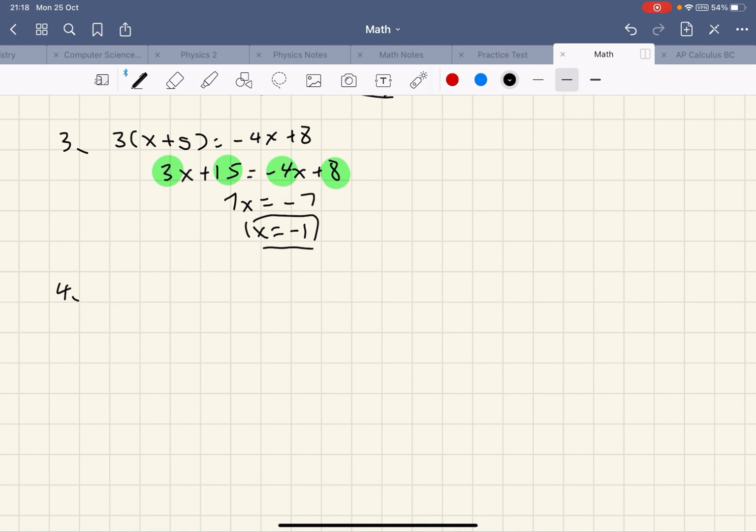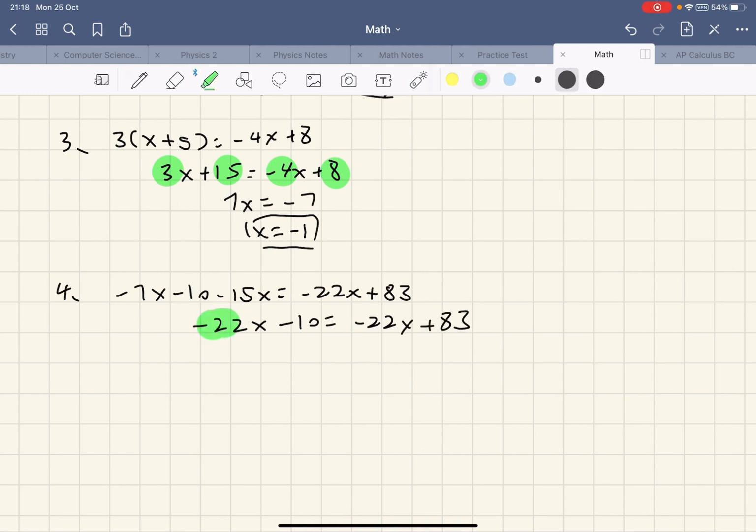And let's try another problem. How many solutions does the following equation have? Negative 7x minus 10 minus 15x equals negative 22x plus 83. Now let's rearrange this to the form of ax plus b equals cx plus d. So negative 22x minus 10 equals negative 22x plus 83. Notice how here a is negative 22 and c is also negative 22. So a equals c, but b, negative 10, does not equal d, 83.